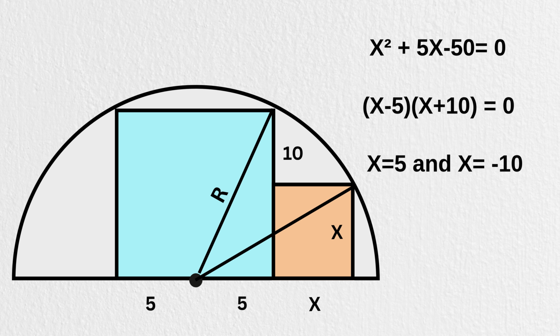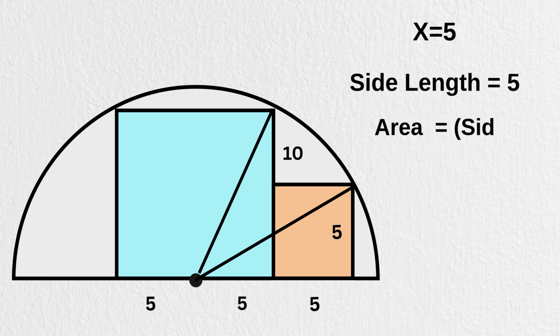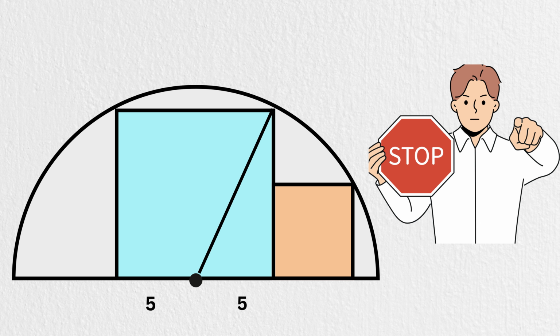As the length can't be negative, we have to discard the minus 10. So the side of the smaller square is 5 units. Now, as we know, the area of a square is equal to the side squared. So we get 5 squared, which is 25 square units. Very easily done, right? But wait.